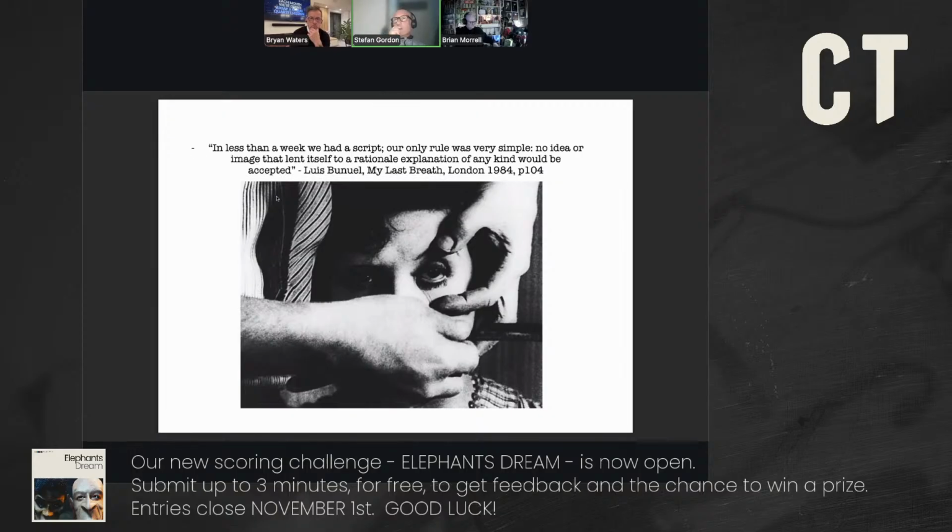Now the other thing they did, which I think is a big part of what David Lynch does, was this. It says in this quotation, in less than a week we had a script. Our only rule was very simply no idea or image that lends itself to rational explanation of any kind would be accepted. They would do what they called the automatic writing process. So it was the first thing that came into their head, they would write, and that's what they would stick to. So things like waking up from dreams and writing it down, and that was what would make it into the film.